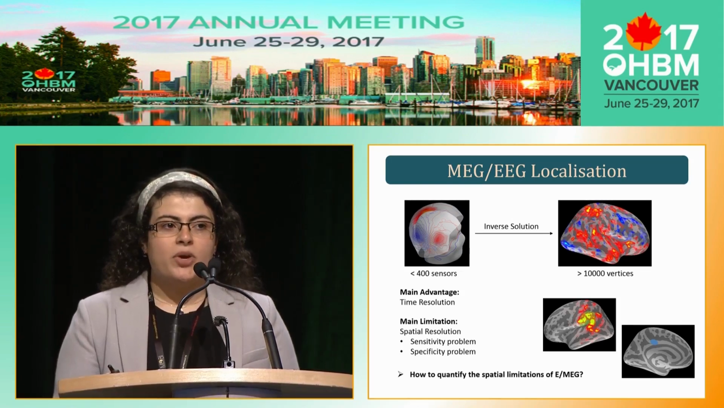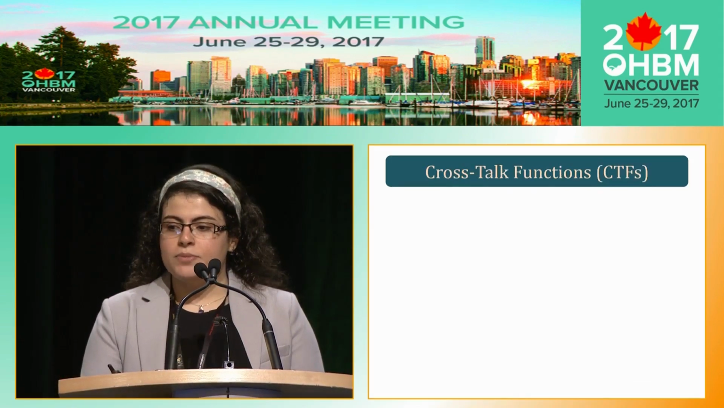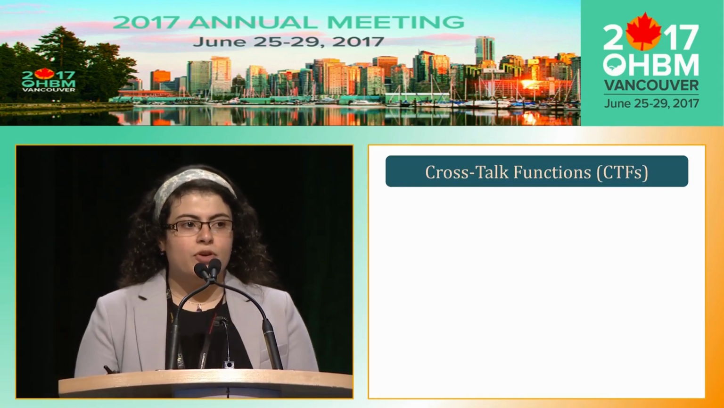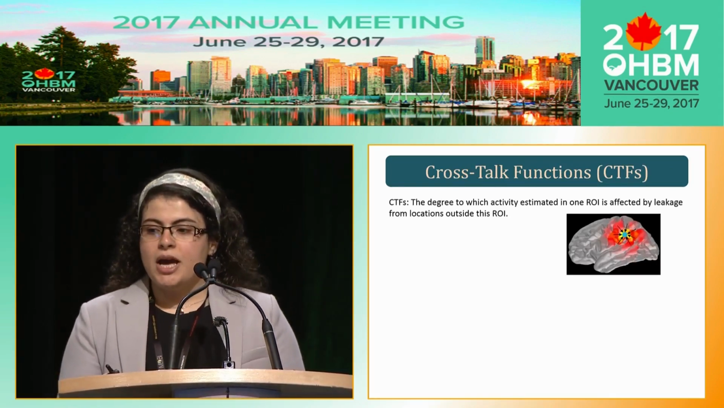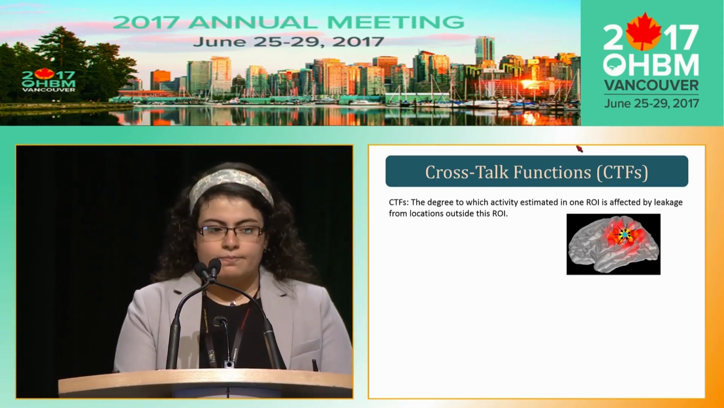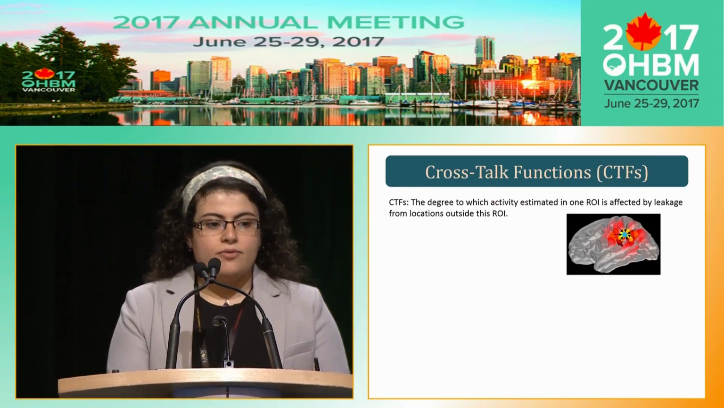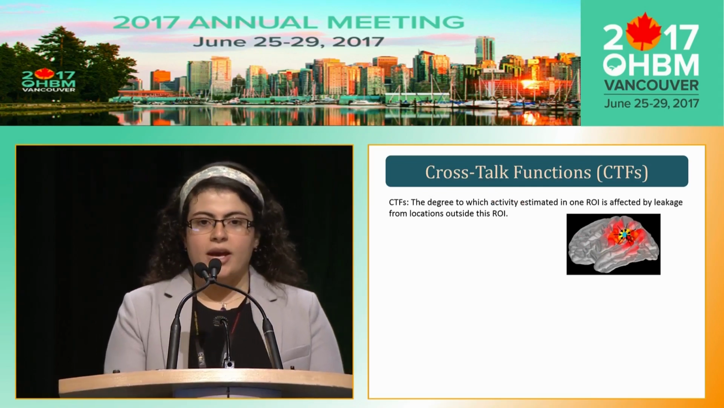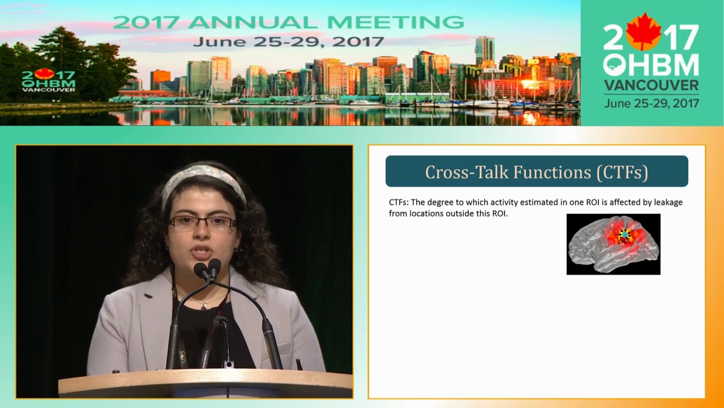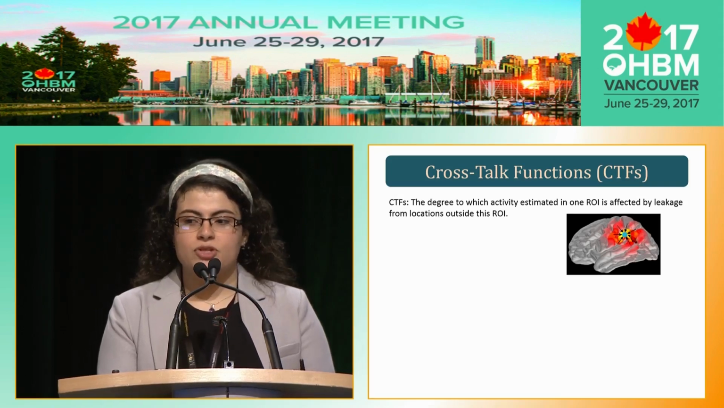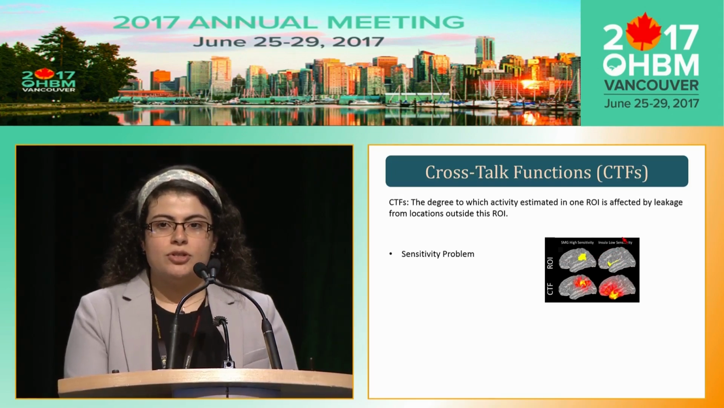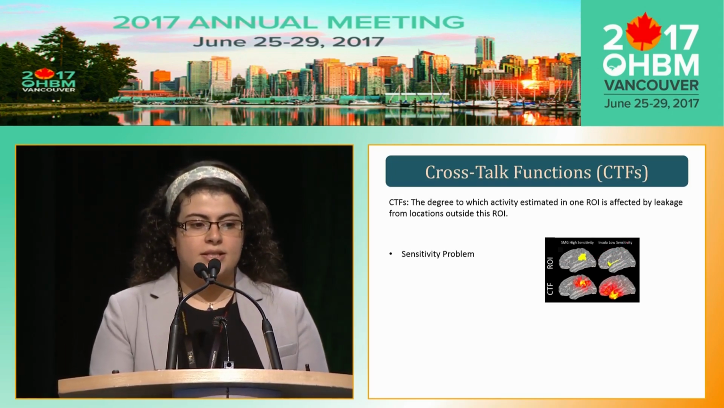But is there any way that we can actually quantify these problems? Some studies have introduced crosstalk functions that can be used for this purpose. And what crosstalk functions are going to tell us is, if we are interested in this blue source over here, how much is it going to be affected by the signal coming from itself as compared to the leakage of activity from the surrounding areas? And we can use the crosstalk functions to look at the sensitivity problem.